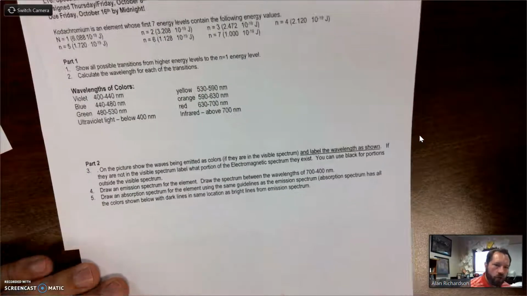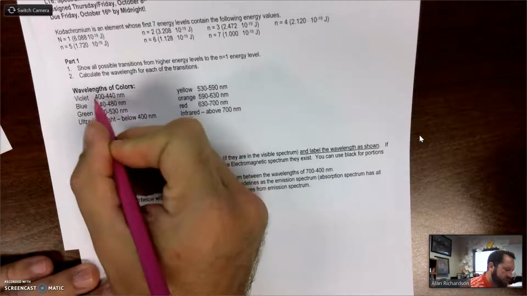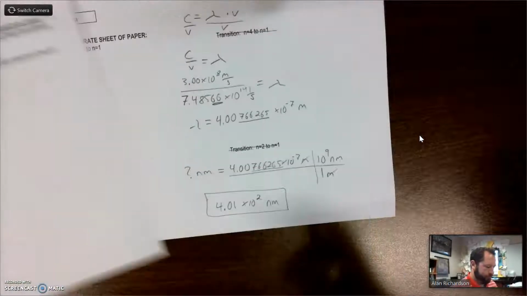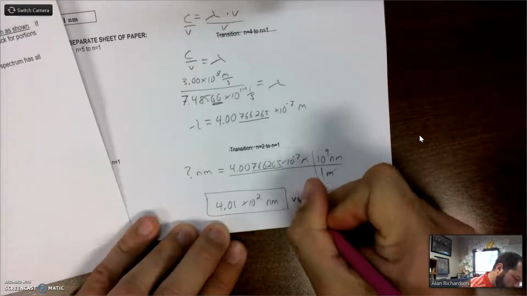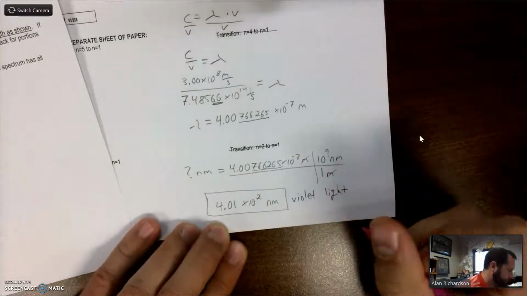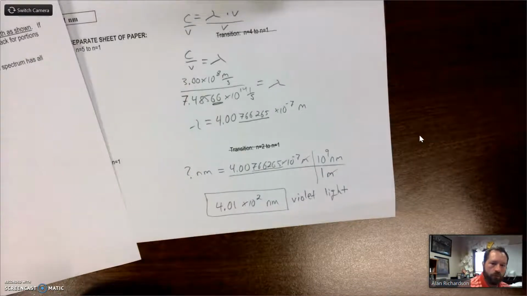I look back at my range of colors. 401 nanometers would be right there, just inside of the violet color. So this one would be violet light. And that's what we're doing for part 1 of the Kodachromium activity.